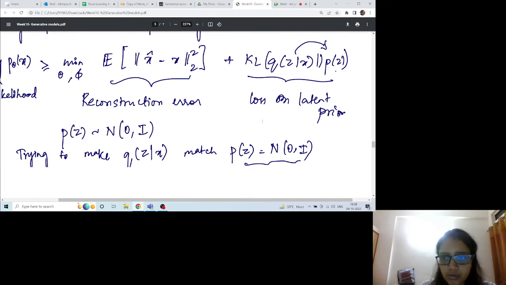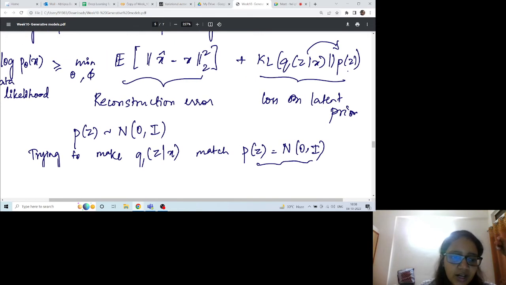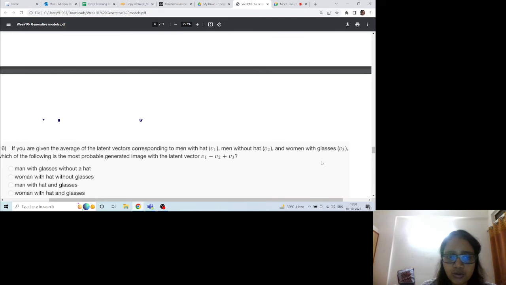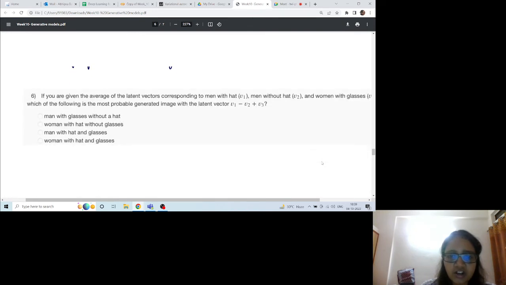In order to make sure that your z is actually sampled from a Gaussian, through this second part you are trying to make q of z given x match this p of z. The posterior is trying to be matched up with the prior, and the prior p of z is taken to be a Gaussian with mean 0 and covariance as identity. So these are more or less the two loss functions that are used in variational autoencoders.